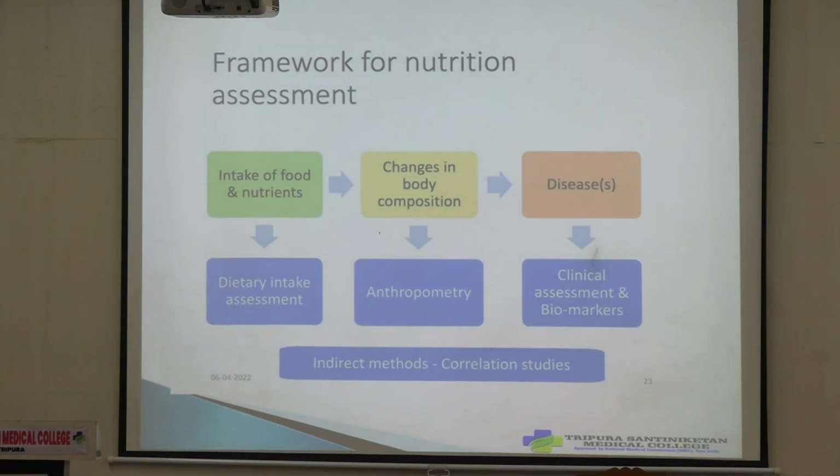So what is 24-hour recall method? Anyone? It is anthropometric assessment. It's measurement of height, weight, BMI. And what is BMI? It's weight divided by height square, meter square. And anthropometric assessment helps to detect undernutrition or overweight children.